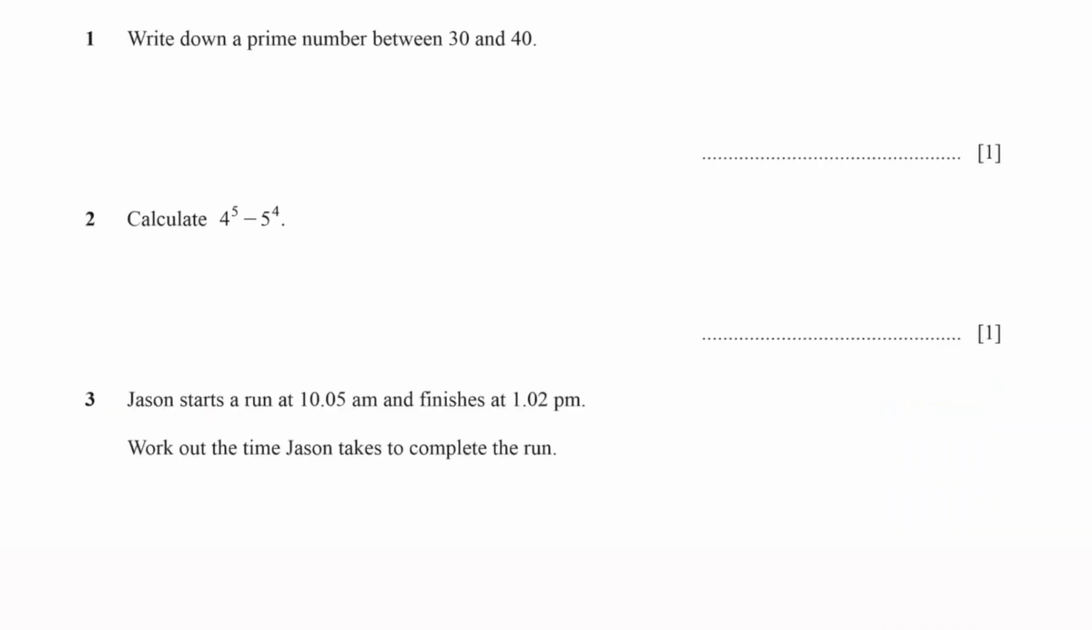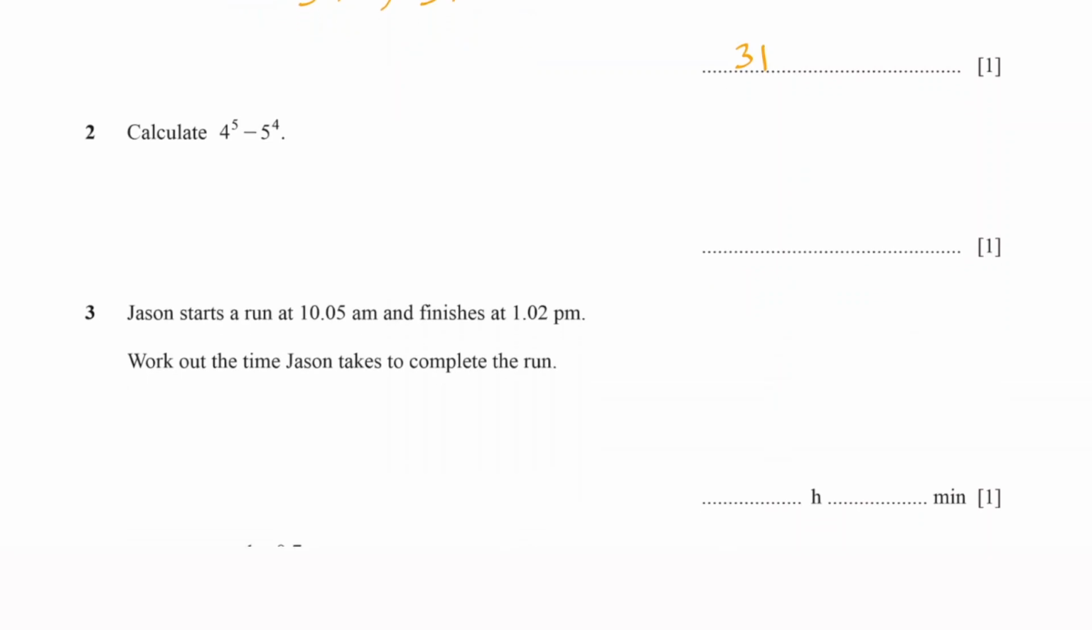Question number 1. Write down a prime number between 30 and 40. So there are two prime numbers that come in between 30 and 40. One is 31 and the other is 37. But we are just asked for a prime number, that is 1, so we can write either of the answers, 31 or 37.